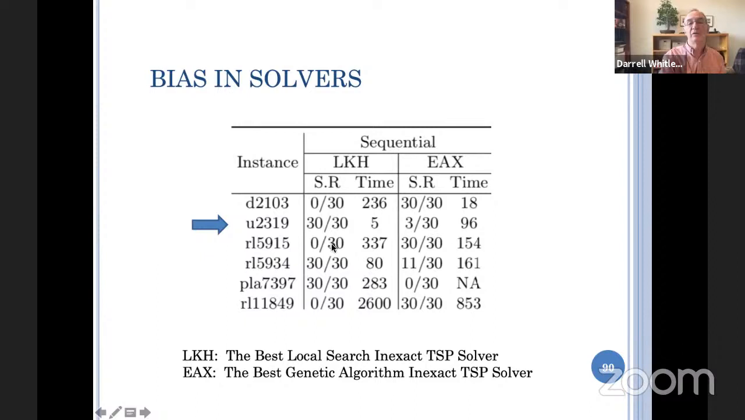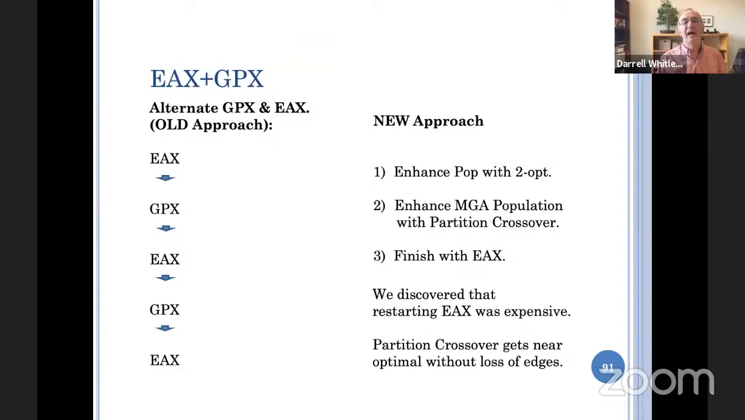Now, I know there's been some work in this area saying, oh, well, let's use machine learning to figure out which one of these solvers to apply. But I think there's an even easier and simpler solution. I will say about our combinations of EAX and GPX, we used to alternate EAX, then GPX, EAX, then GPX. But we found that the EAX algorithm was really expensive to restart. So now what we do is we run 2-opt, we run partition crossover for a few generations, and then we finish with EAX. That way EAX only starts once, and we get much better results and much faster results that way.